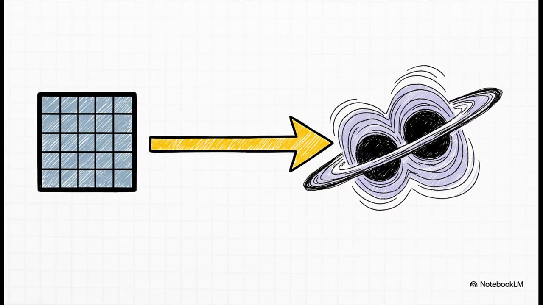And that's the payoff, right? This historic achievement, confirming a core piece of general relativity, was powered by the exact same principles of vectorization and efficient array computing that we've been talking about. It's a straight line from a clever data structure all the way to understanding the universe.